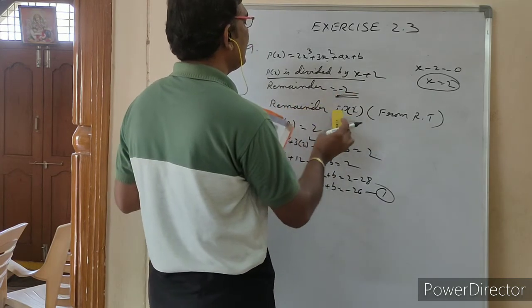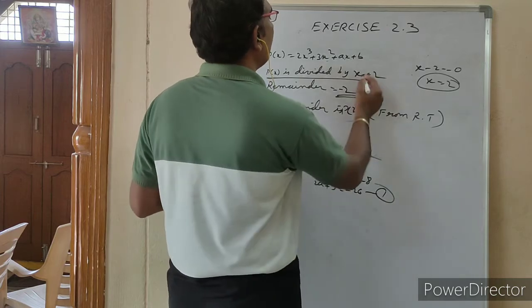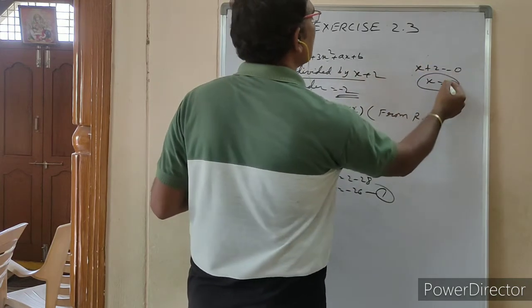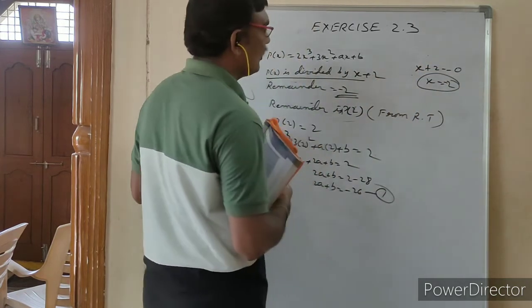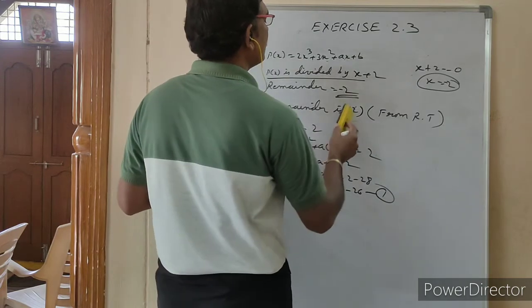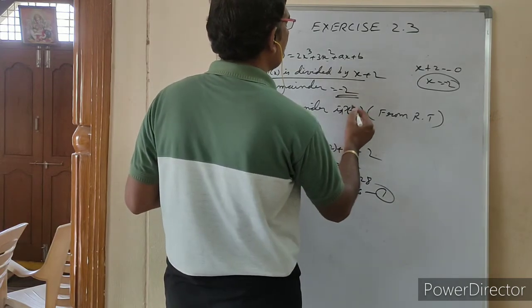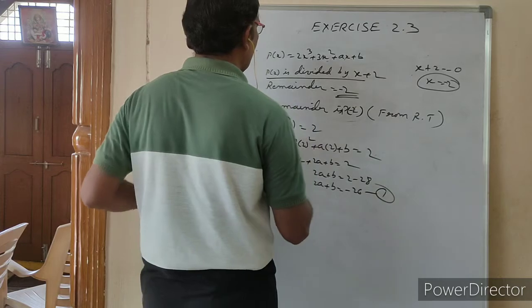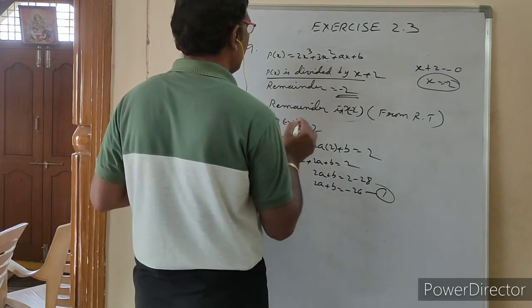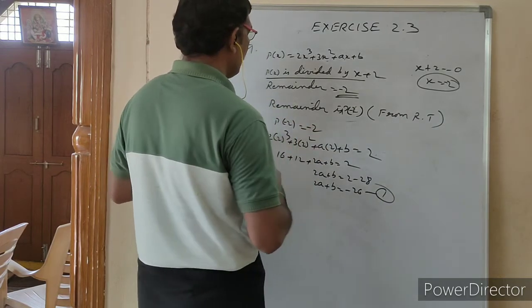If you apply the remainder theorem, you are dividing with x plus 2. X plus 2 is equal to 0, so x is equal to minus 2. So p of minus 2 becomes the remainder. P of minus 2 is equal to minus 2.